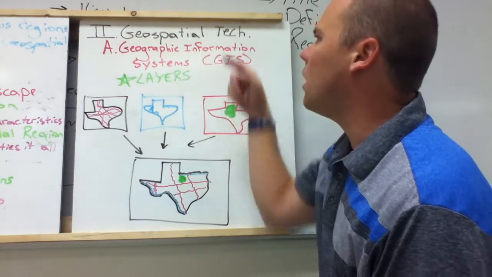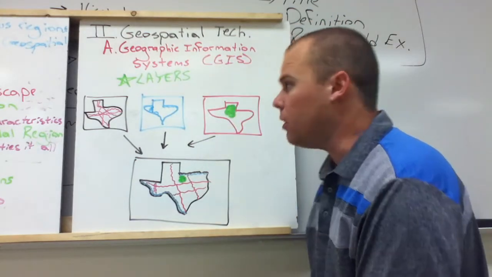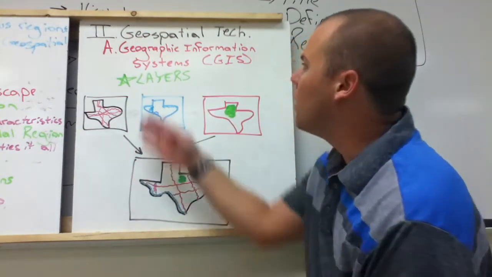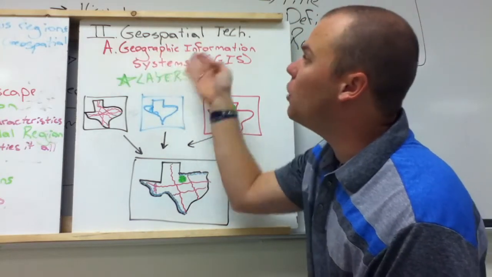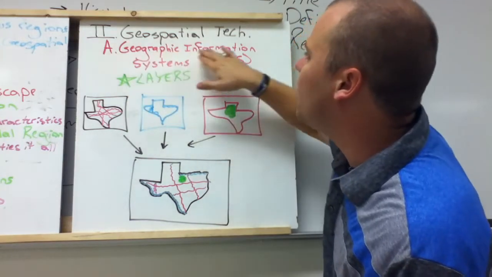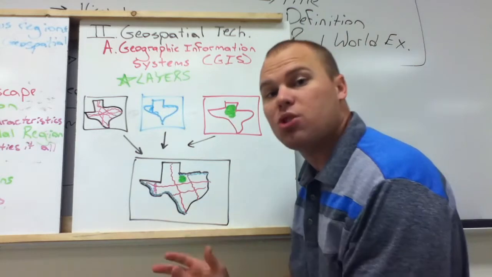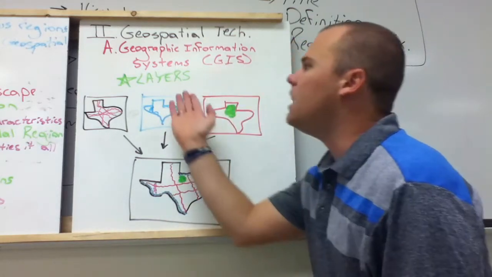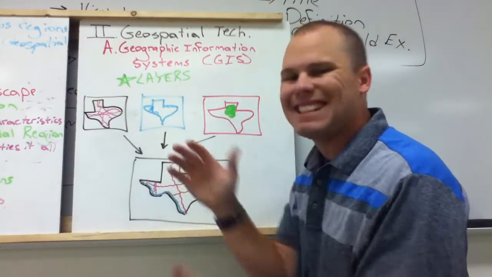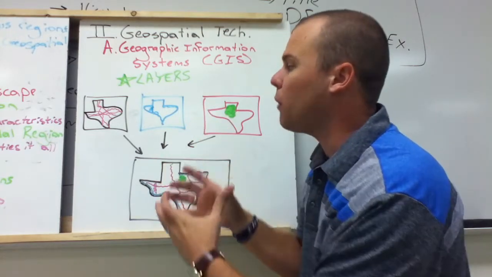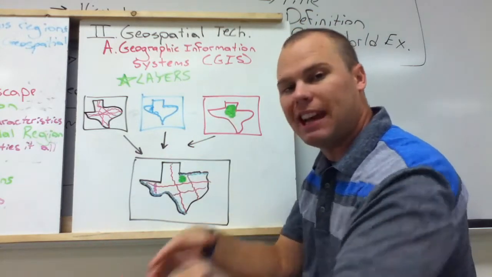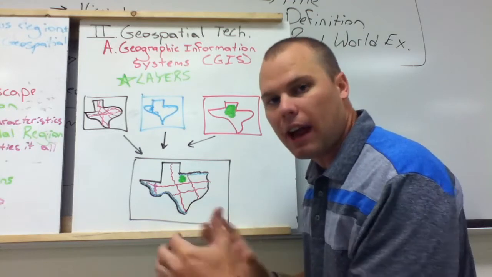Switching gears here, we're talking about geospatial technology. This is your second main objective. One aspect of geospatial technology is a geographic information system, also known as GIS. The key thing you need to know about GIS is its layers. It's looking at a bunch of different maps and combining those maps down onto one specific area.